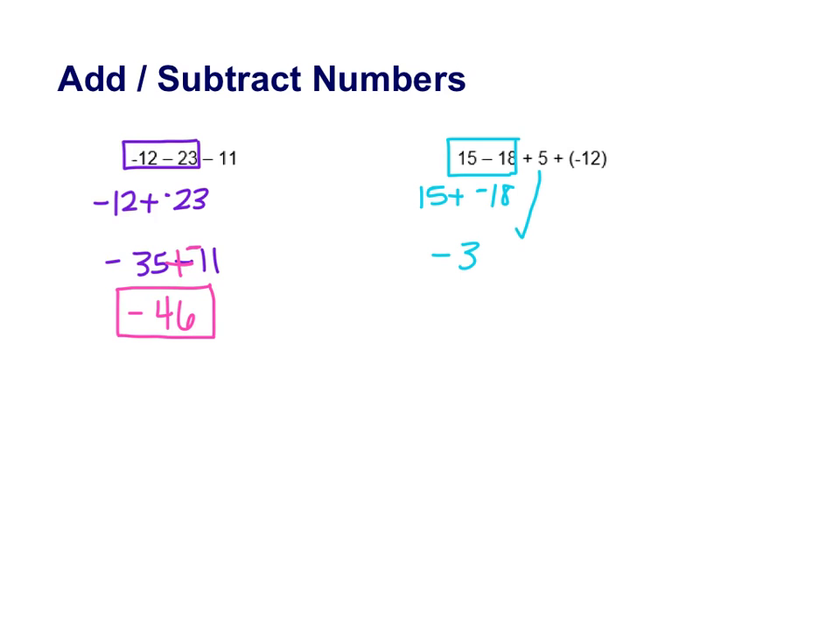Then I'm going to bring down the next one, plus 5. With that plus 5, now I'm adding two numbers with opposite signs, so I actually subtract. 5 minus 3 is 2. Keep the sign of the bigger number, which is the 5. So I have a 2. And then bring down plus a negative 12. Opposite signs again, so I'm going to subtract. 12 minus 2 is 10. Keep the sign of the bigger number, which is the 12, so it's going to become a negative 10.